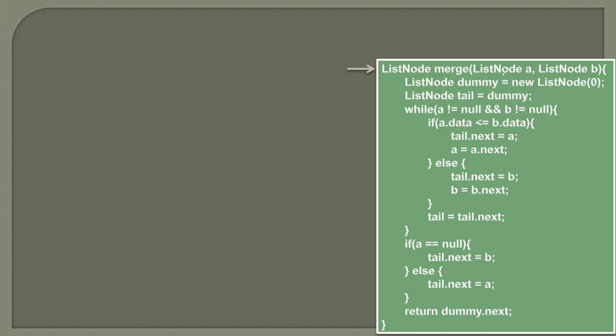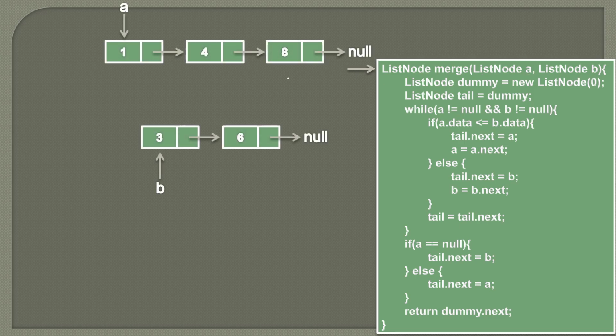Let's say we call this merge method. We pass two lists A and B. So here you can see A and B are usually on the stack and they are referencing these objects on the heap. And A and B, both the singly linked lists, are sorted in ascending order. Now our task is to merge these two sorted singly linked lists such that the resulting singly linked list is also sorted.